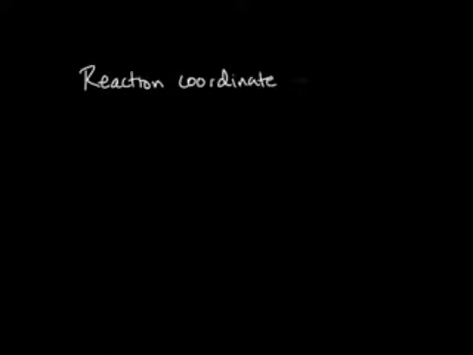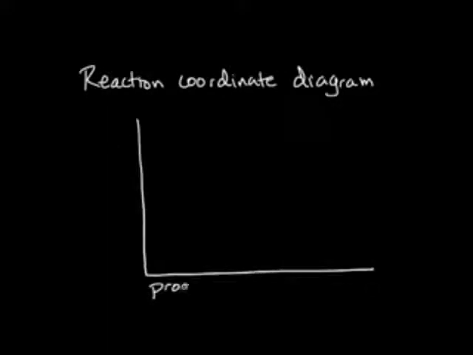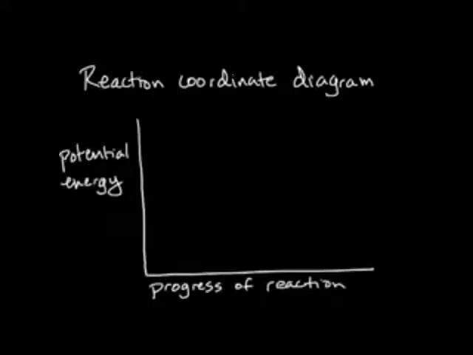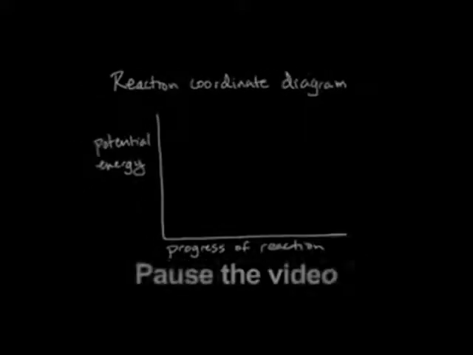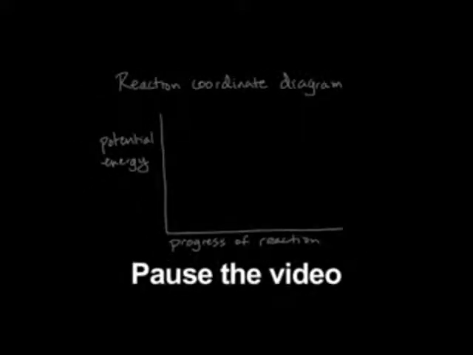Draw your own reaction coordinate diagram and label the forward and reverse reaction paths. Suggest what the relationship might be between the activation energy and the relative rates of the forward and reverse reactions. Pause the video.